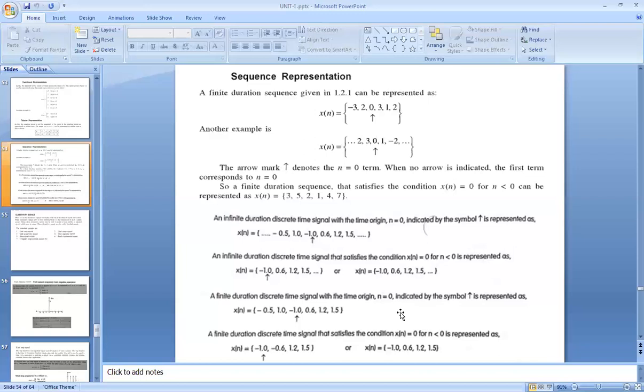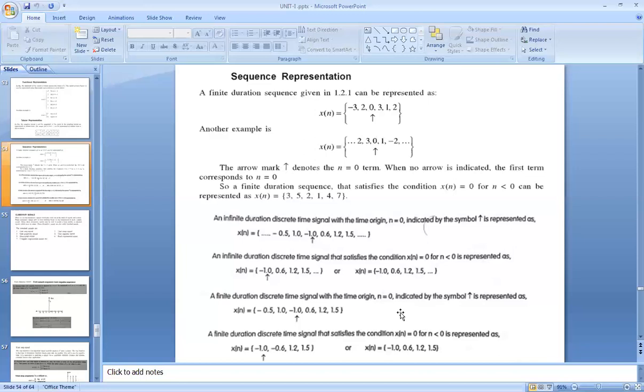As an example, in the next line it is given x of n is equal to 3, 5, 2, 1, 4, 7. In this sequence, the arrow mark is not written. So here 3 is considered as the n is equal to 0 term, meaning we will say it is the beginning term.